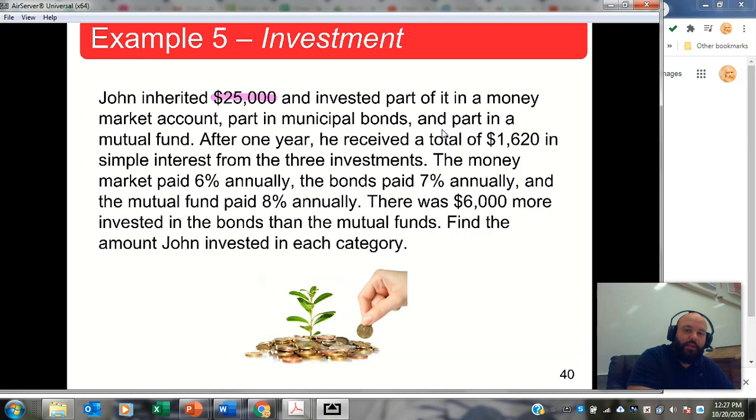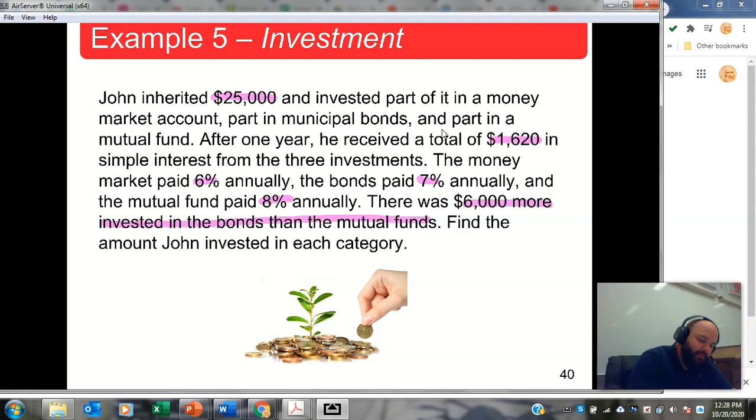And it says after 1 year, they received a total interest of $1,620. That is also very important. And so we can see that there is a 6% annual interest, a 7% annual interest, and then 8% annual interest. Those are pretty good rates of return, by the way. The next thing to see is that there was $6,000 more invested in bonds than mutual funds.